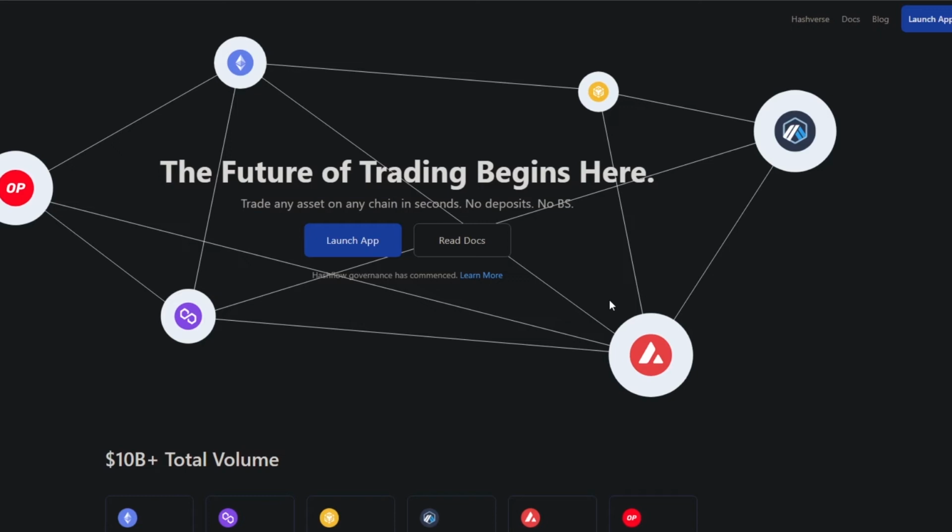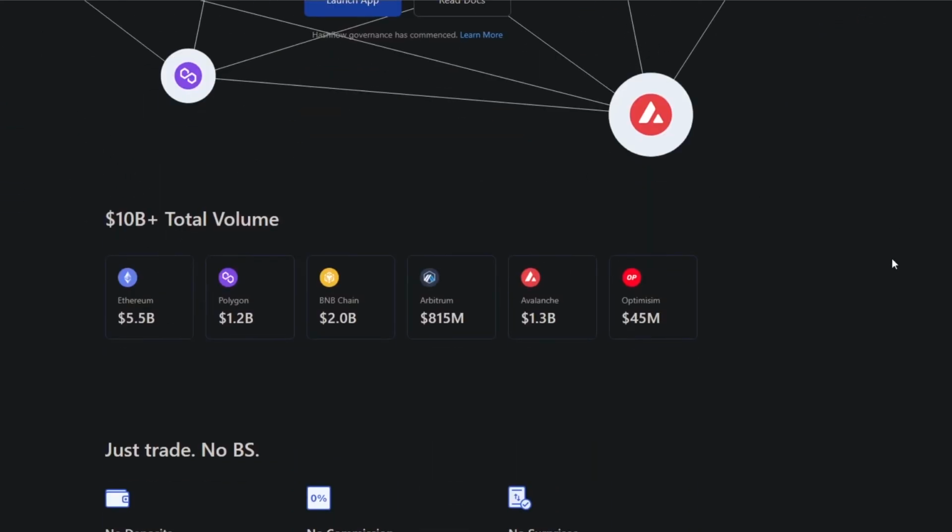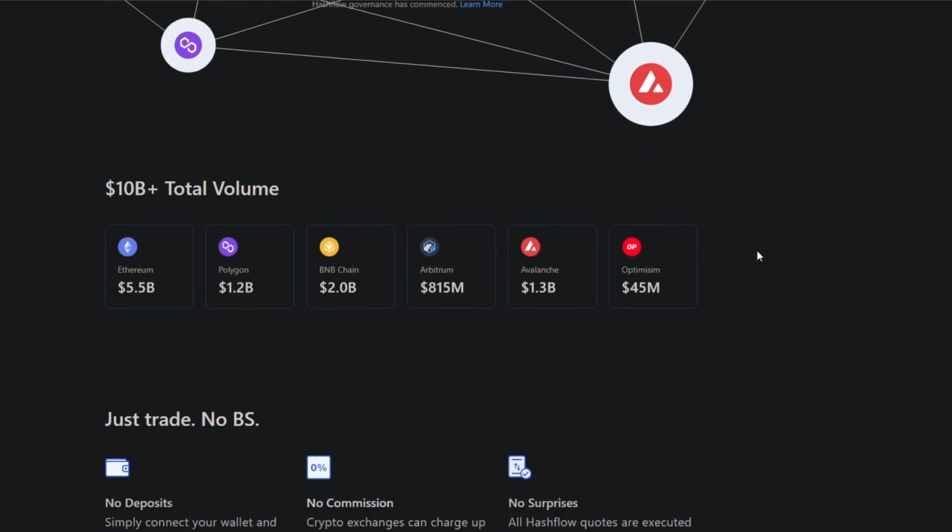How does that work? Simply go on Google and click on hashflow.com. You will see a landing page like this: the future of trading begins here. You're going to go with launch app, and then to the docs. We're going to read all these things first, then we go ahead. You will see a total volume of 10 billion plus across Ethereum, Polygon, BNB Chain, Arbitrum, Avalanche, and Optimism. These are the totals for that platform.